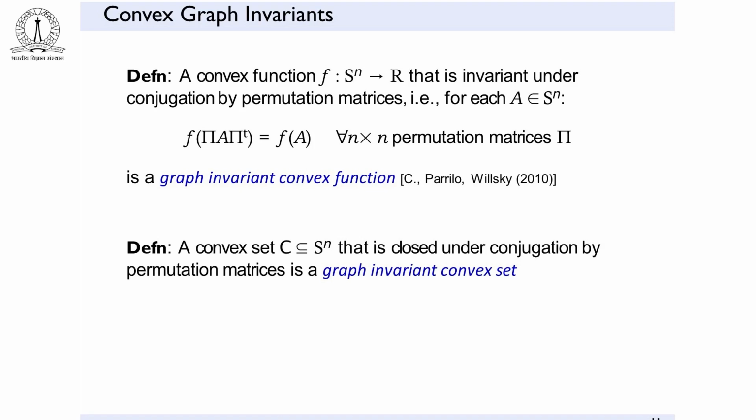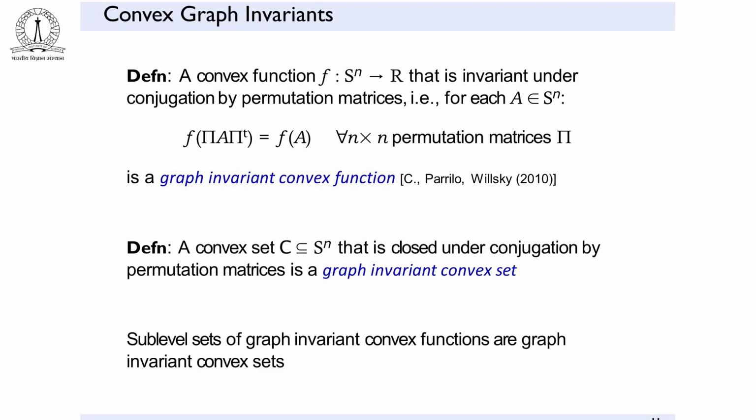You can write down a set analog of things too, which is that a convex set that is closed under conjugation by permutation matrices, meaning that if A belongs to the set, pi A pi transpose also belongs to the set for all possible permutation matrices pi, these will be called graph invariant convex sets. Okay? These are the kinds of objective functions, these are the kinds of constraint sets. And if you take sublevel sets of graph invariant convex functions, you'll get graph invariant convex sets. This is the usual mapping between functions and sets that we see in convex optimization. Okay?